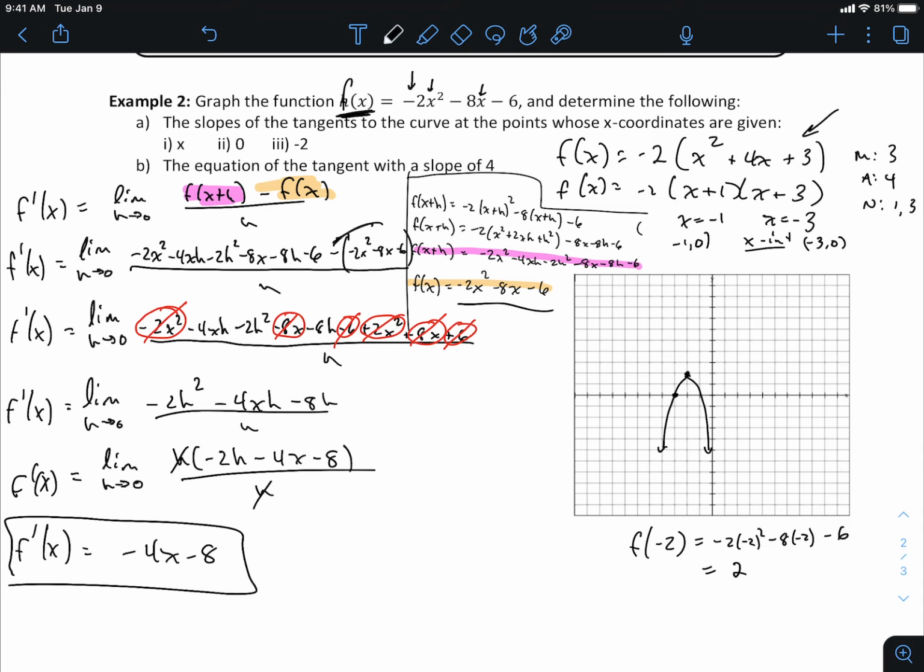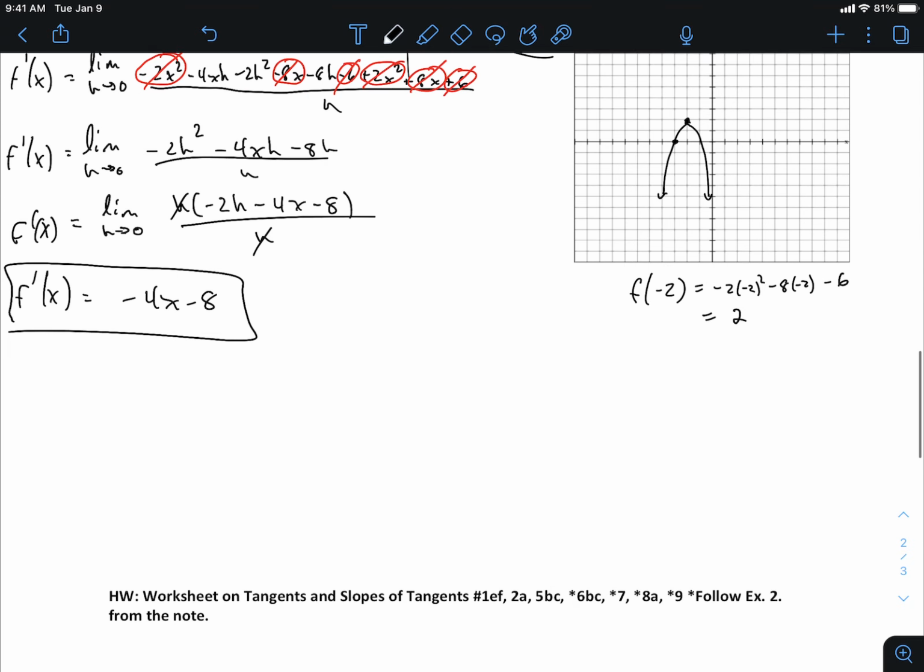Okay, so now that takes care of the first part. Now, this is part A, number 2, the second part of part A. We want to just find what the slope is at the x value of 0, right? So f prime of 0 will equal negative 4 times 0 minus 8. Well, that's equal to negative 8. So f prime of 0 is negative 8.